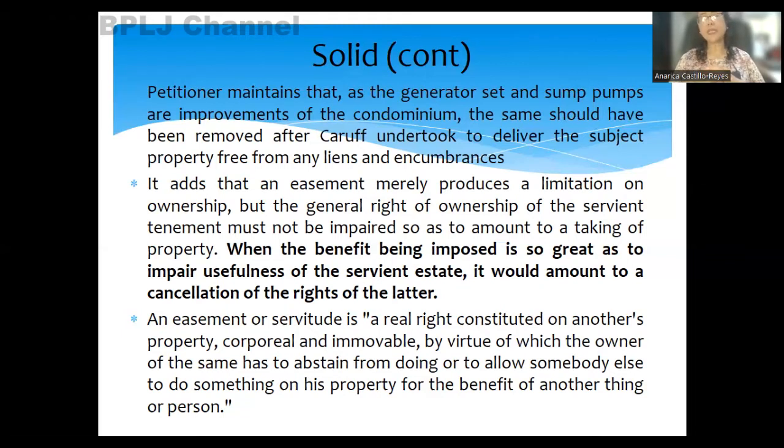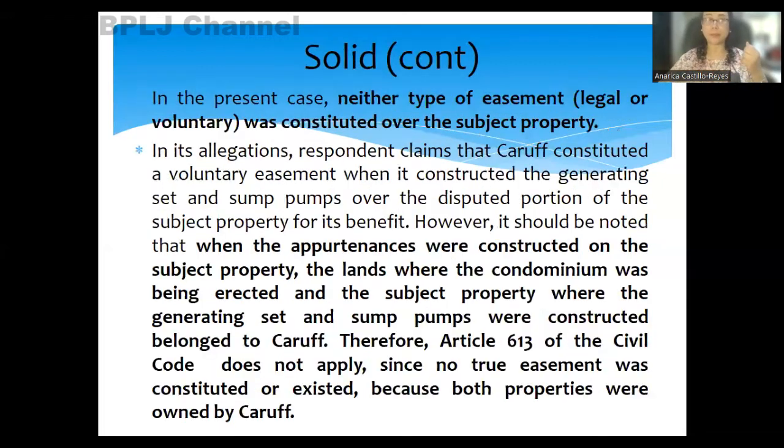When the burden being imposed is so great as to impair the usefulness of the servient estate, it would amount to a cancellation of the rights of the latter. Remember, that is also a characteristic of an easement. It's only a limitation on property. You cannot impose a burden that is so great on the property of the servient owner so as to practically take the property.